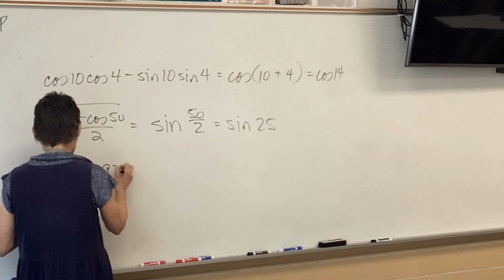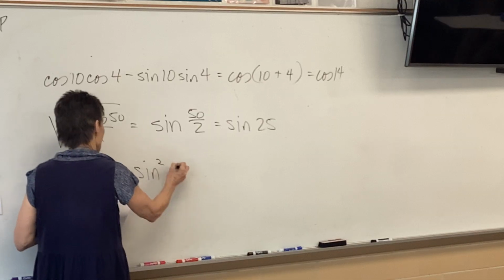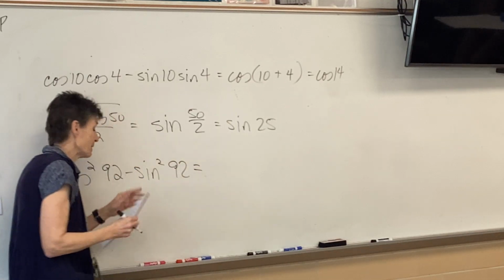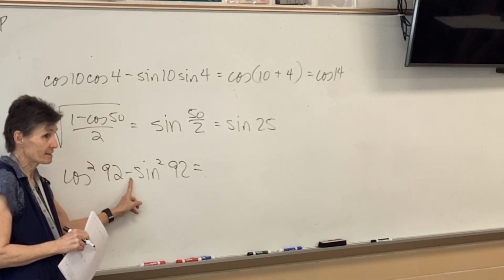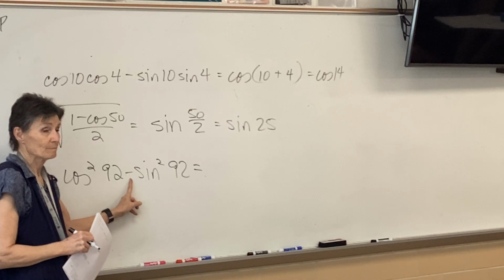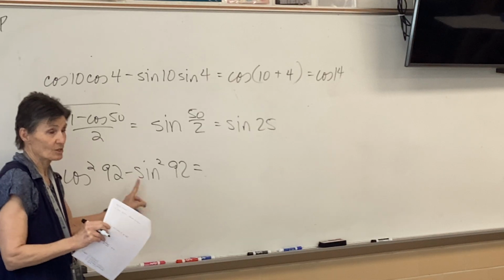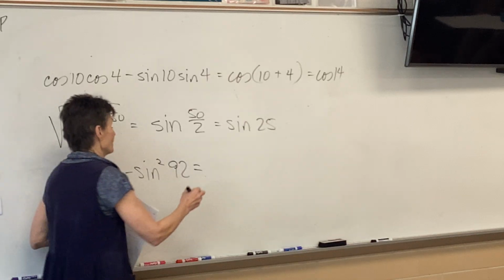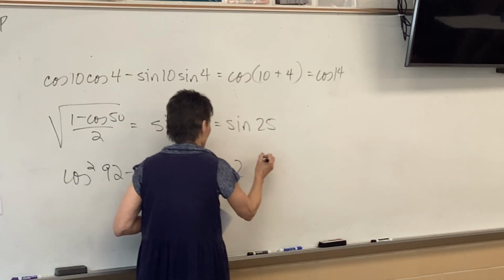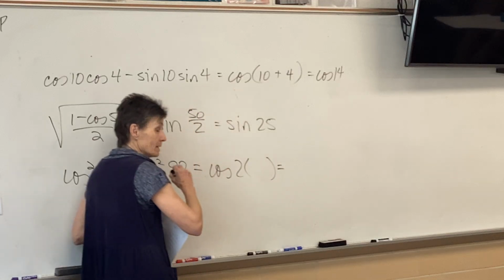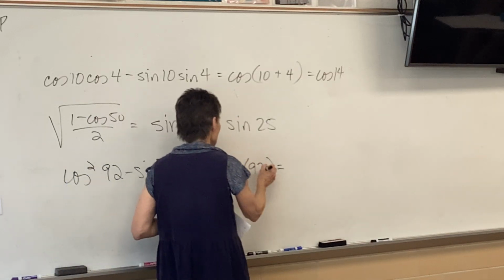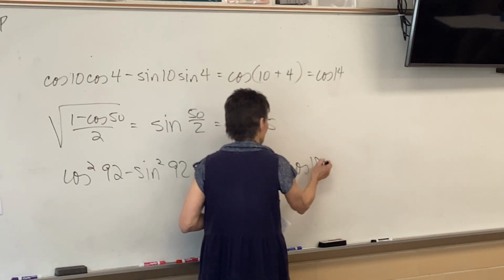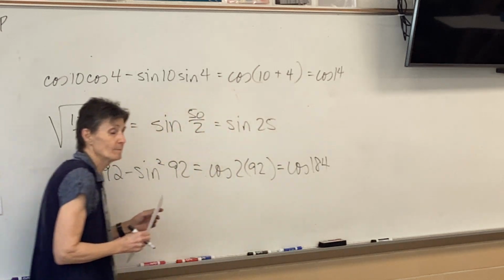Cosine squared minus sine squared. What is that? Now be careful. If that were a plus, the answer would be 1. But it's a minus, so it's something else. What is that the formula for? The cosine of twice the angle, and the angle is 92, so it's the cosine of 184.